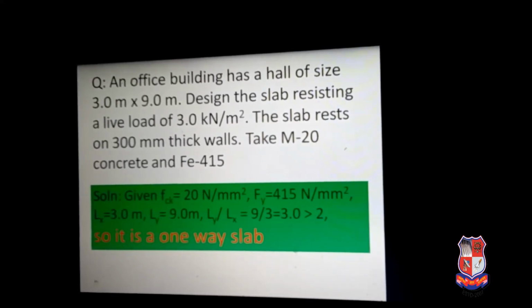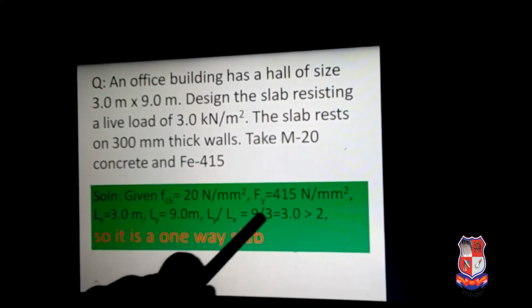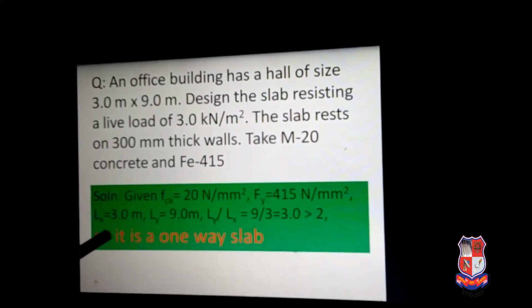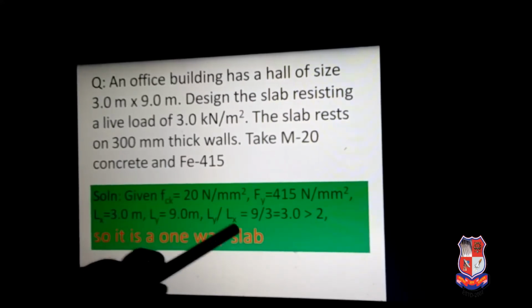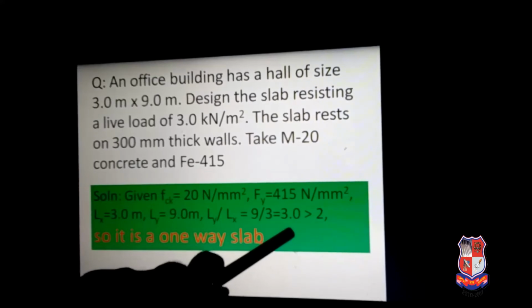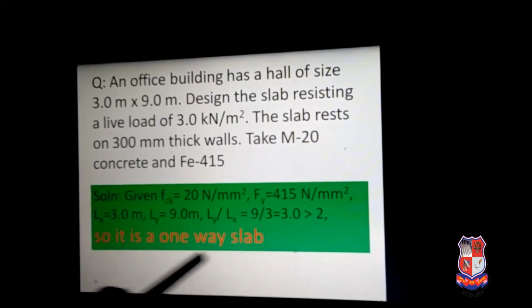So in this problem there are some given parameters. You can see the fck 20, fy 415, Lx 3 meter, Ly 9 meter, and then the span ratio would come Ly by Lx, 9 by 3, that is 3.0, and this is more than 2, so it is a one-way slab.